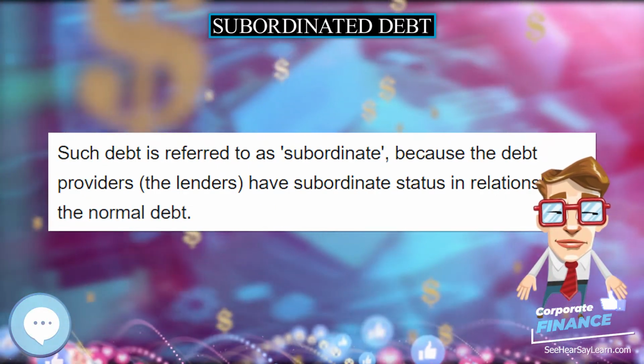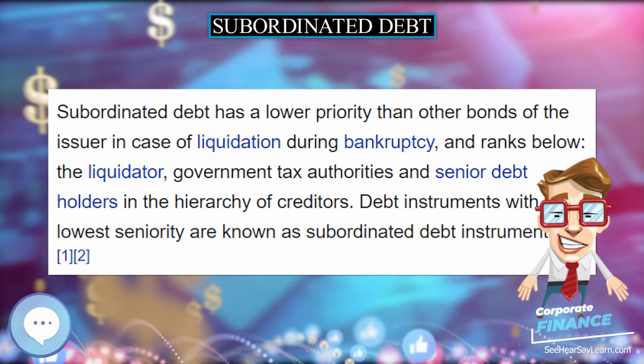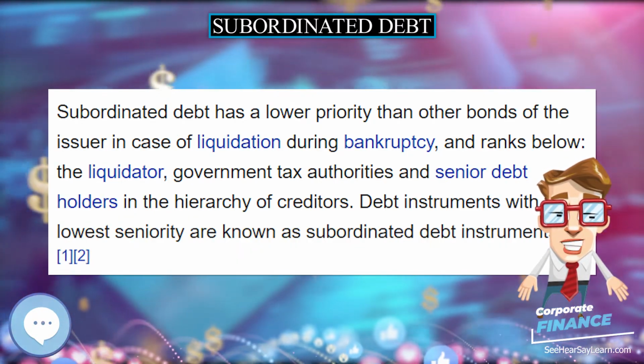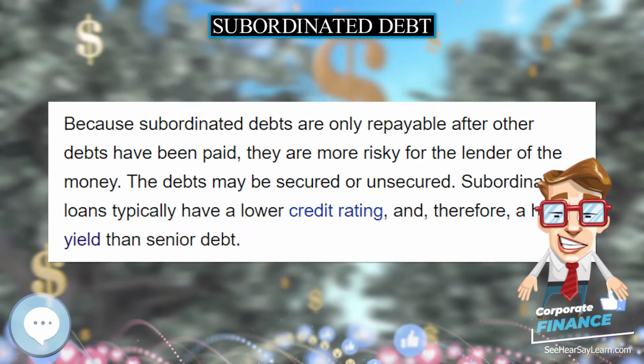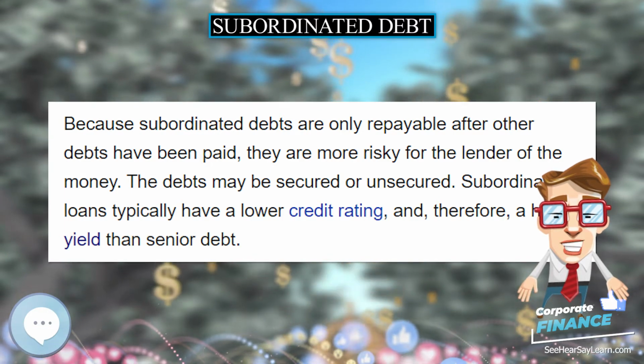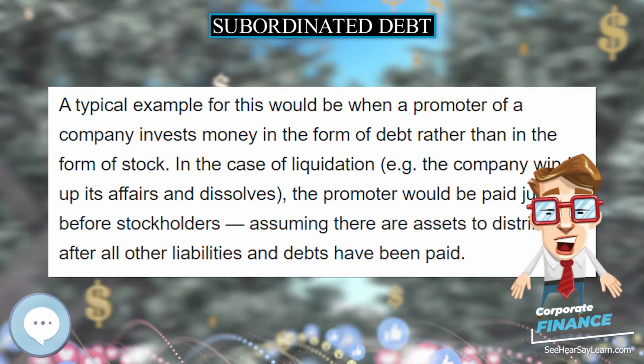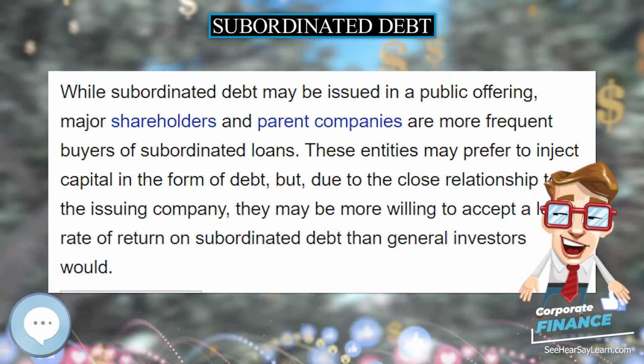A typical example for this would be when a promoter of a company invests money in the form of debt rather than in the form of stock. In the case of liquidation, for example, the company winds up its affairs and dissolves, the promoter would be paid just before stockholders, assuming there are assets to distribute after all other liabilities and debts have been paid.